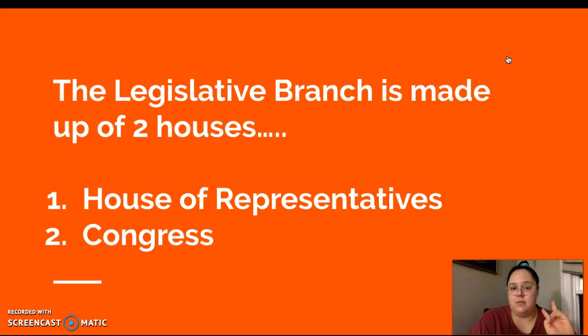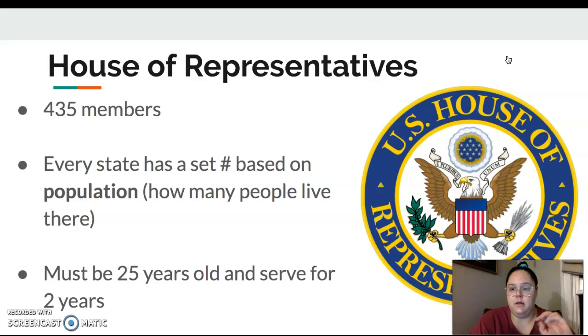And remember, the legislative branch is made up of two houses, the House of Representatives and the Senate. In the House of Representatives, there are 435 members, and every state has a certain number based on how many people live there, so based on the population. States that have a lot of people, like California and Texas, have more representatives than smaller states like Rhode Island or Connecticut. Representatives must be at least 25, and they serve for 2-year terms.